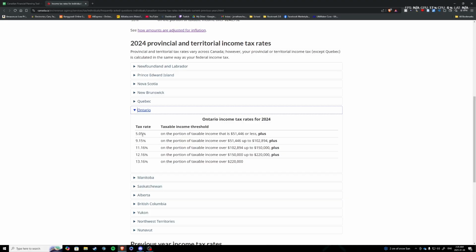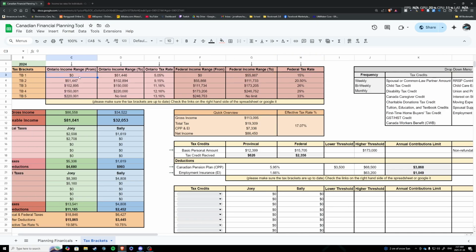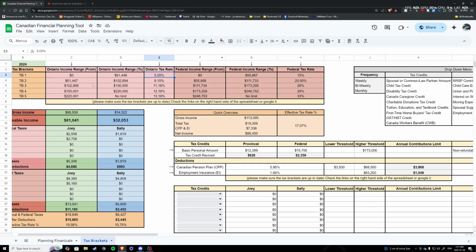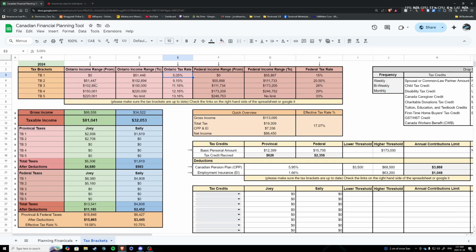The first tax bracket is 5.05% on taxable income that is less than 51K. Remember that information, so that's between 0 and 51K at 5.05%. Then you just take all this information again, like you did with the federal, and put it over here for the ones that are specific to provincial.